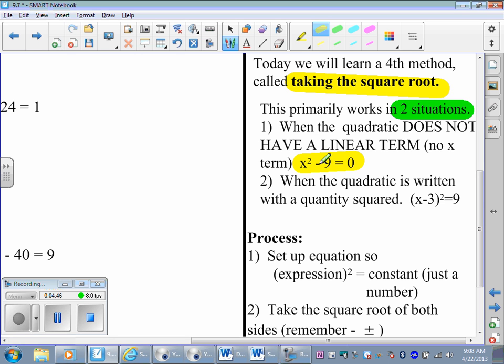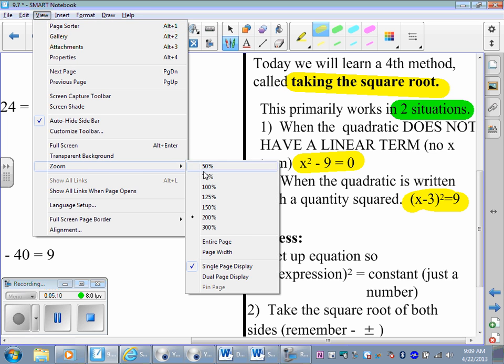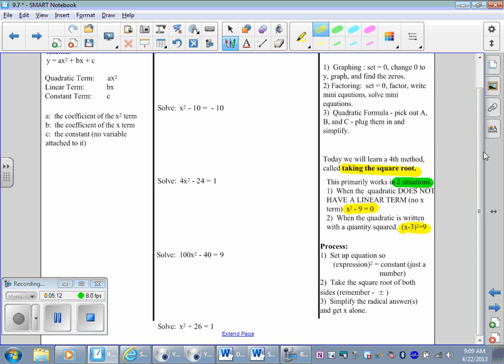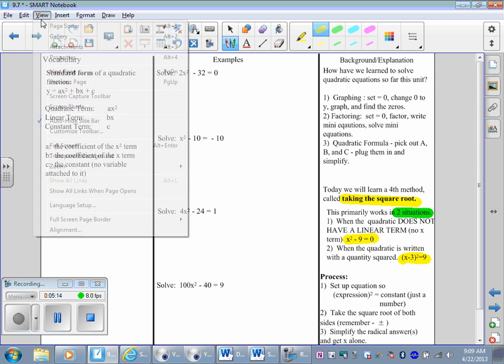The other situation that it's going to work in is when the quadratic is written with a quantity squared. So you look here, x minus 3, that quantity squared equals 9. When you have it written like this, the method will also work. I've given us some steps here that we'll refer to as we work on some of these problems. So let's look at this top problem here.